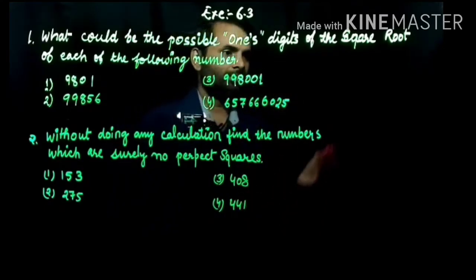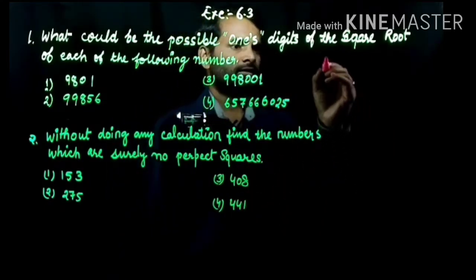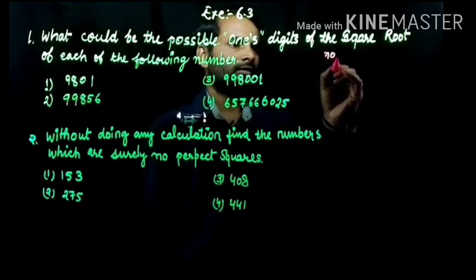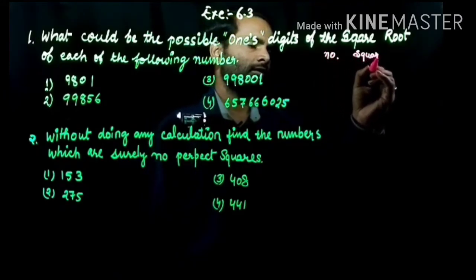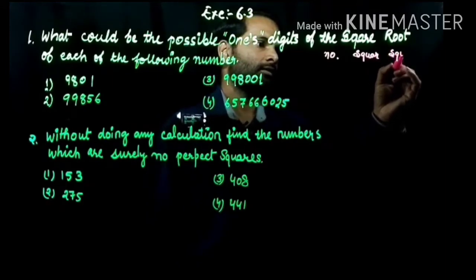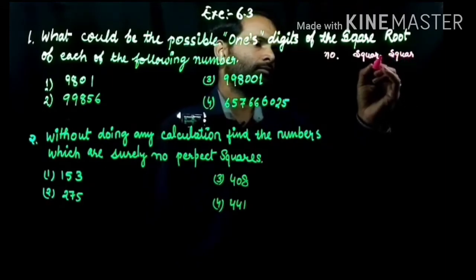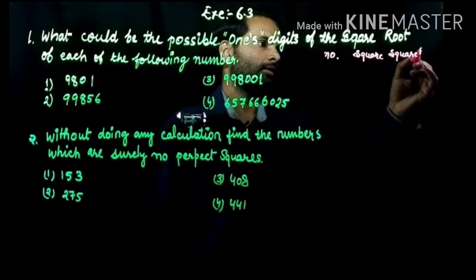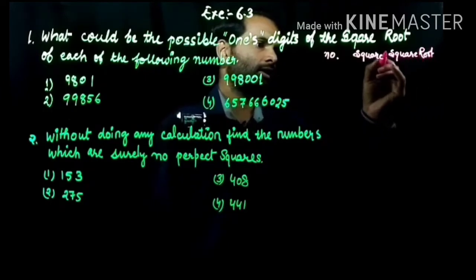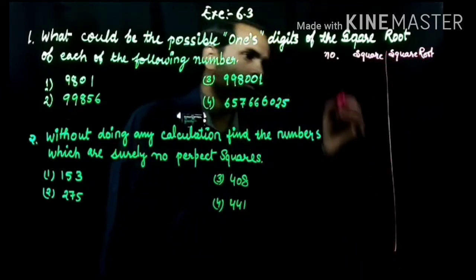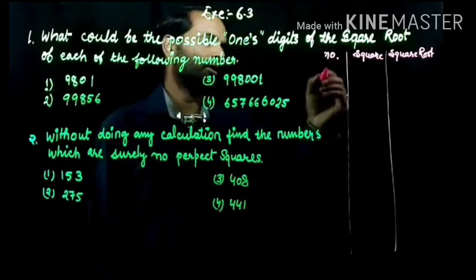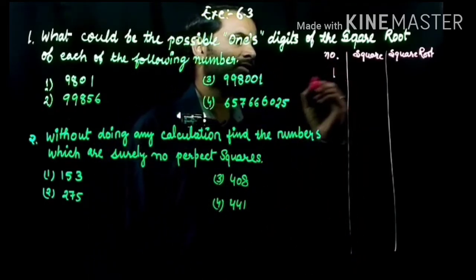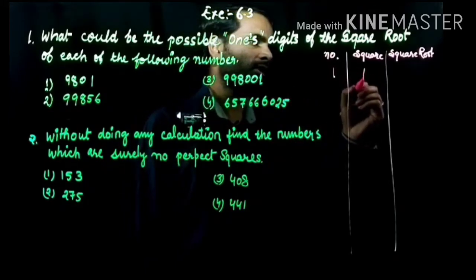So first you write the table: the first column is the number, then its square, and last its square root. Make a table, and according to the table you write the answer for the given number. The first number is 1. 1 squared is 1.